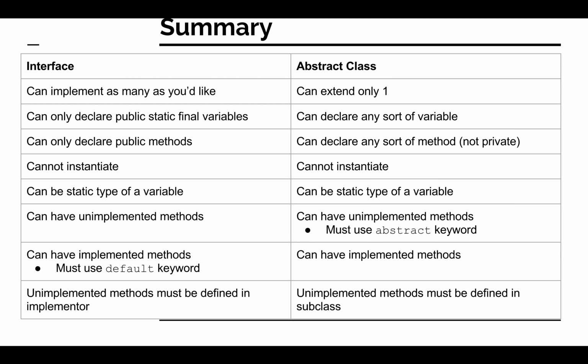Interfaces can have unimplemented methods. Abstract classes can also have unimplemented methods, but you must use the abstract keyword. Interfaces can have implemented methods or concrete methods, but you must use the default keyword. Abstract classes can have implemented methods. And interfaces' unimplemented methods must be defined in the implementer. Abstract classes' unimplemented methods must be defined in the subclass.